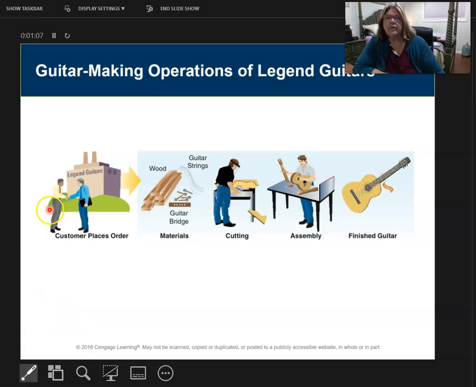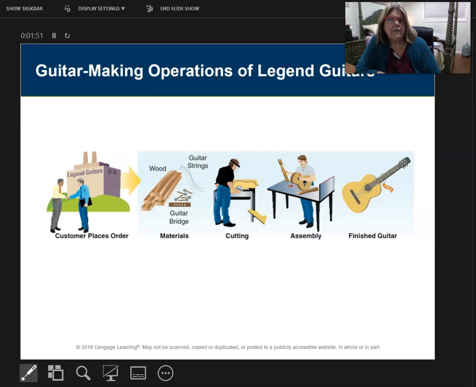Here we go. Legend Guitars. So here's what happens. A customer will place their order with the guitar company, and typically a customer is not just one individual ordering one guitar. It is a music center that might be ordering 15 or 20 guitars to bring to their place of business to sell to customers. Once the order is received by Legend Guitars, they're going to take materials, wood, guitar strings, guitar bridge. These are the materials. They're going to cut the wood and then assemble the guitar. And when they're done, they'll have a finished guitar.